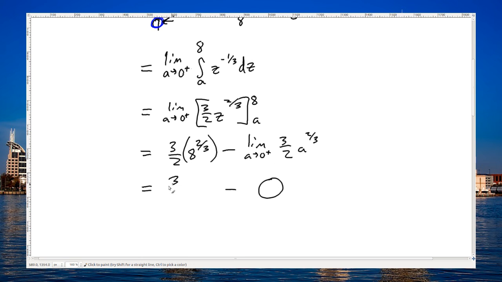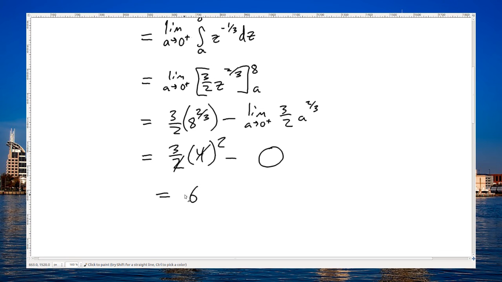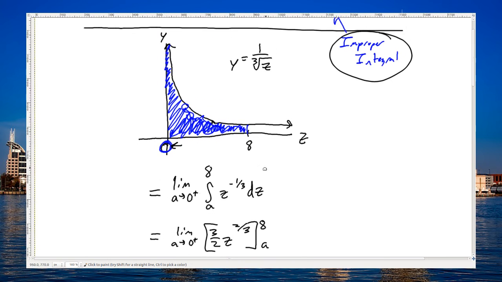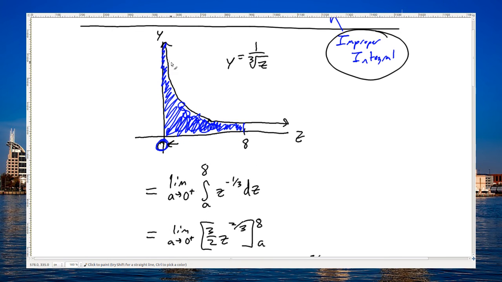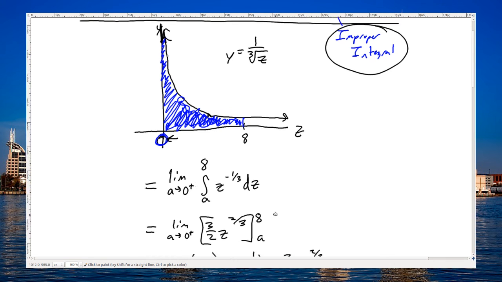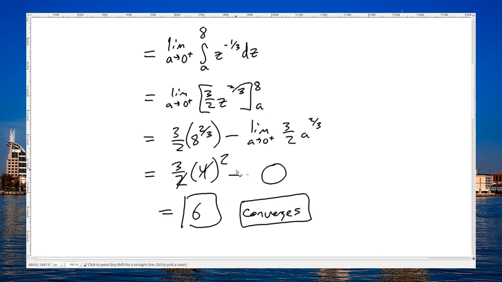Over here on the left, that's 3/2. The cube root of 8 is 2. 2 squared is 4. Cancel that, and that gets me a 6. So that limit does converge. That integral does converge. And we can see that up here in this picture, it may not look obvious, but this graph is getting so close to the y-axis that it basically cuts off any area, keeps it from growing infinitely large. It never gets any bigger than 6, in fact.